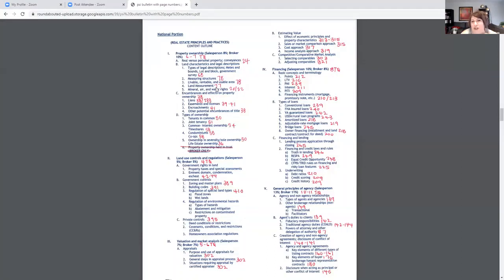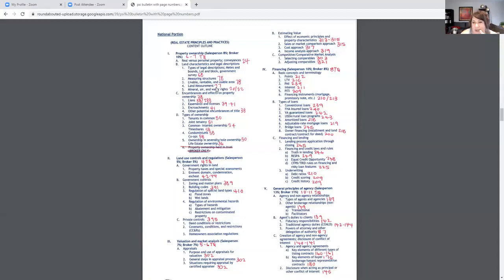Number 2 is measuring structures and land measurement. I think that all goes into, again, that 640 or the 43,560 square feet per acre. The livable, rentable, and usable area. That one, I'm going to say length times width will give you the square foot of an area.